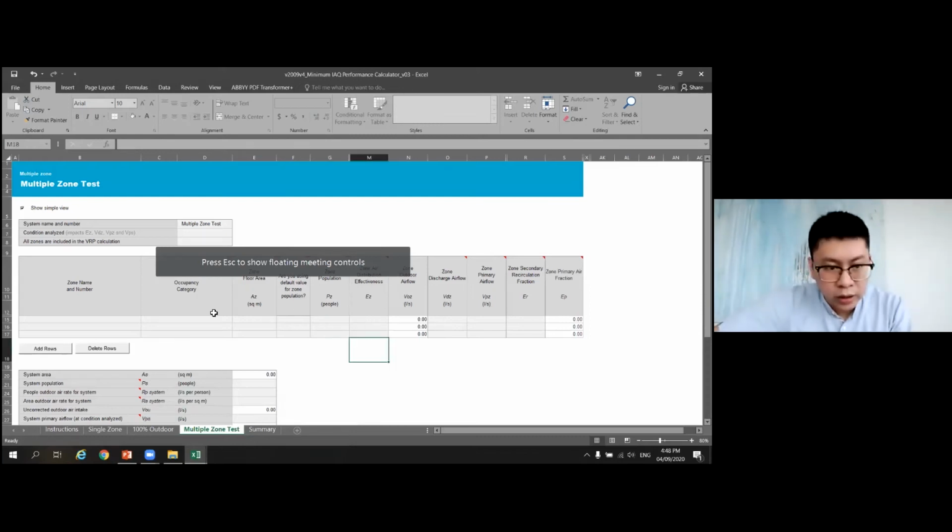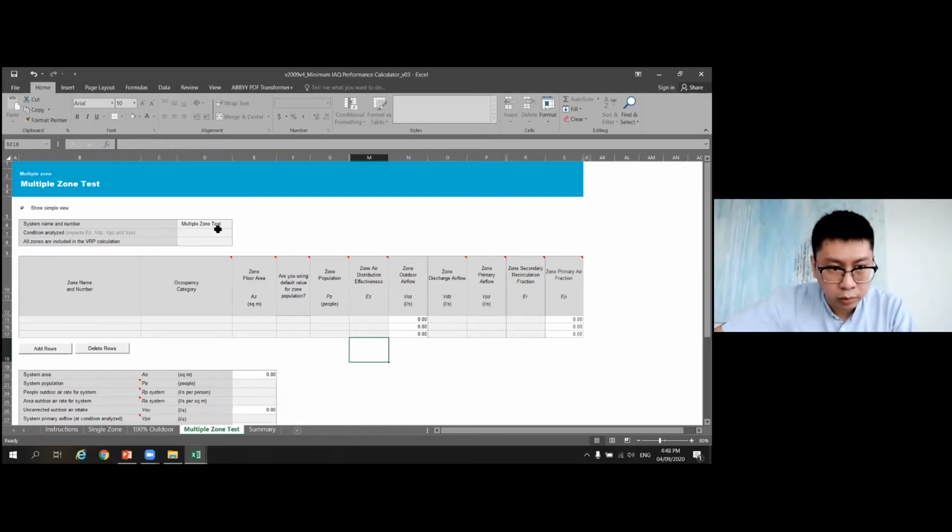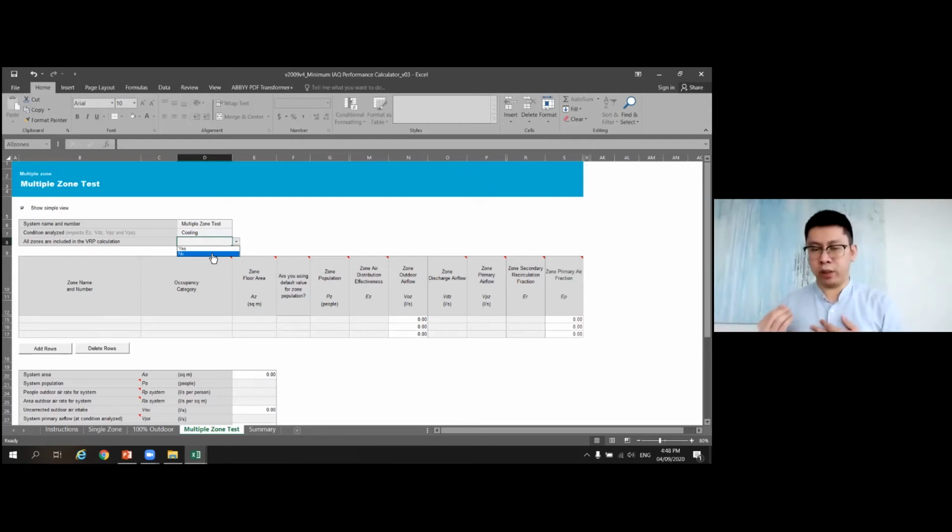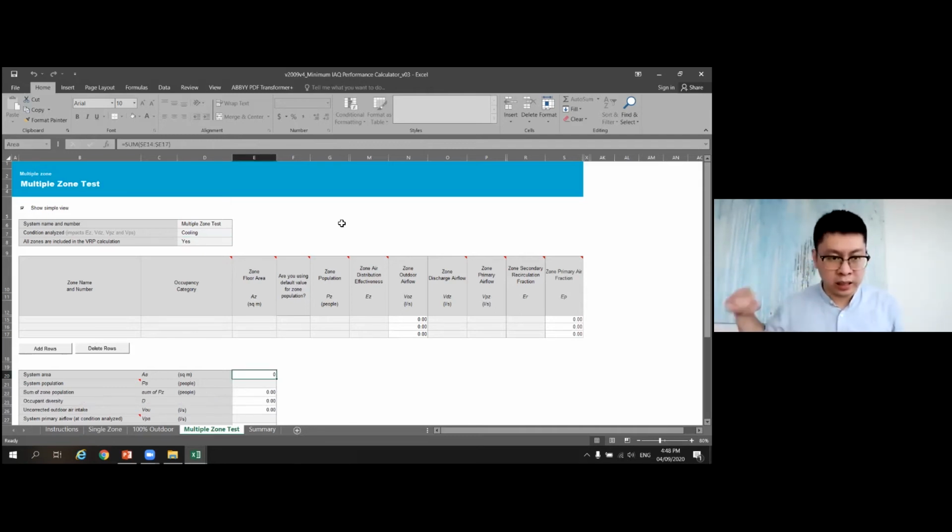All right, so in this calculator, you can look into the multiple zone. So it's cooling, and all these zones are included in a VRP calculator because in some cases there will be a zone excluded, maybe because it's too small and whatnot. So in this case, my advice is to put everything yes into the zone, or else you have to provide an explanation to LEED why these zones are excluded in the VRP calculator.